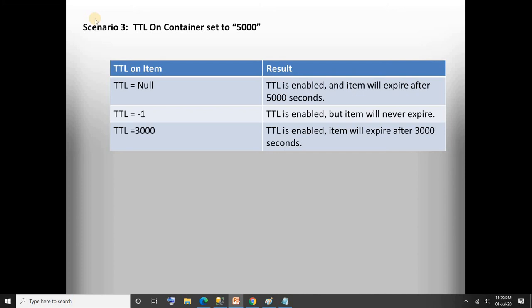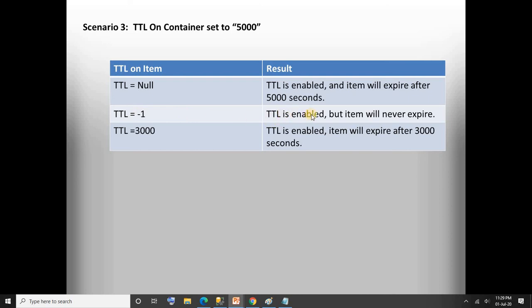For example, in one container we have multiple items. A few items we don't want to expire, we want to save them, right? If you set null at item level, all the items set with null will expire exactly after 5000 seconds. In case you want to save them, if you don't want them to expire, what you need to do is set -1.